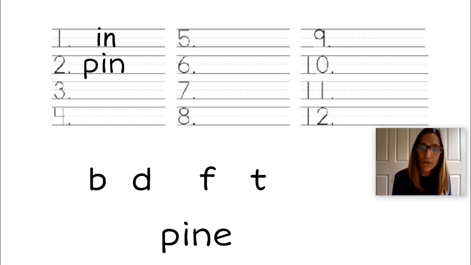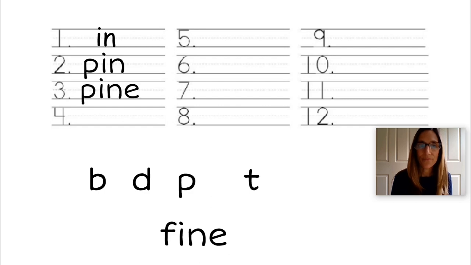Okay, let's change that first letter sound again. I don't want this P sound in the beginning anymore. I want the letter that makes the F sound. So take away that P and change it with the letter that makes the F sound. What word do you have now? That's right, you have the word fine. So we have our word list. I have in, pin, pine, and now we just made the word fine.